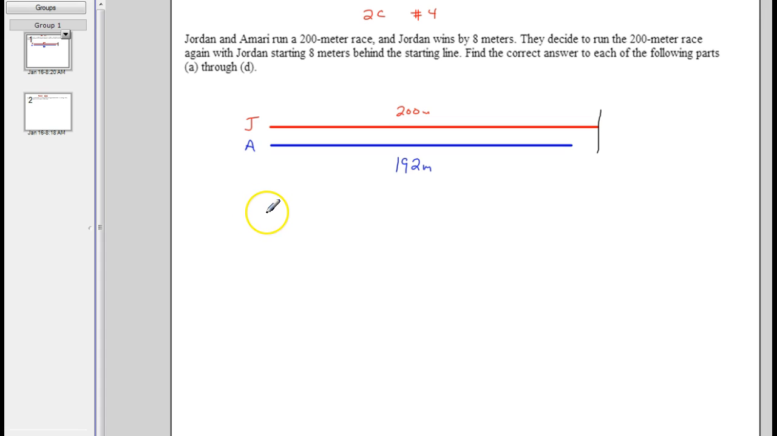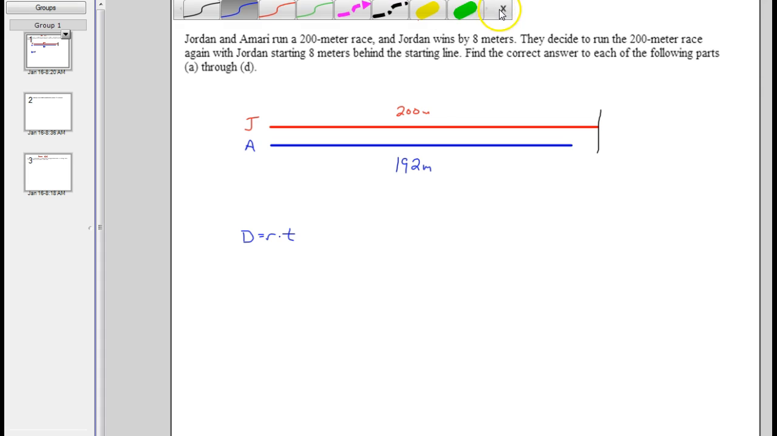Okay, so if you set it up, distance equals rate times time. That's what we're using here, but we're using a different variation on it. So we have the distances. When Jordan gets done, Amari's 8 meters back, or 192 meters. So the time it takes these two guys to do this is equal.